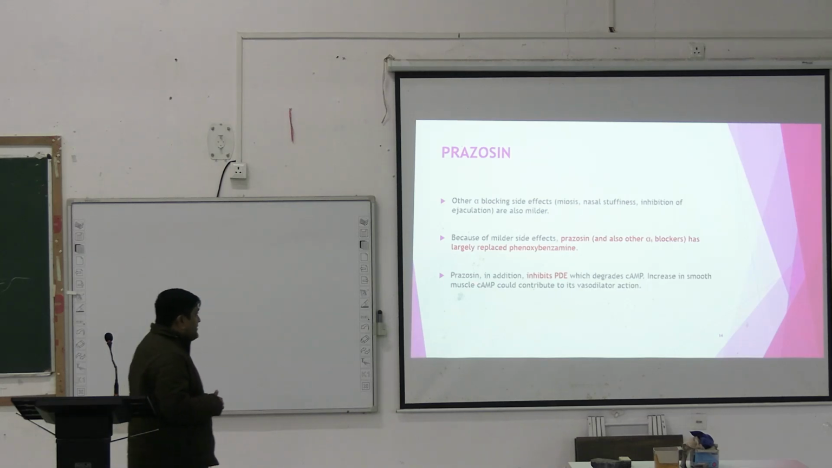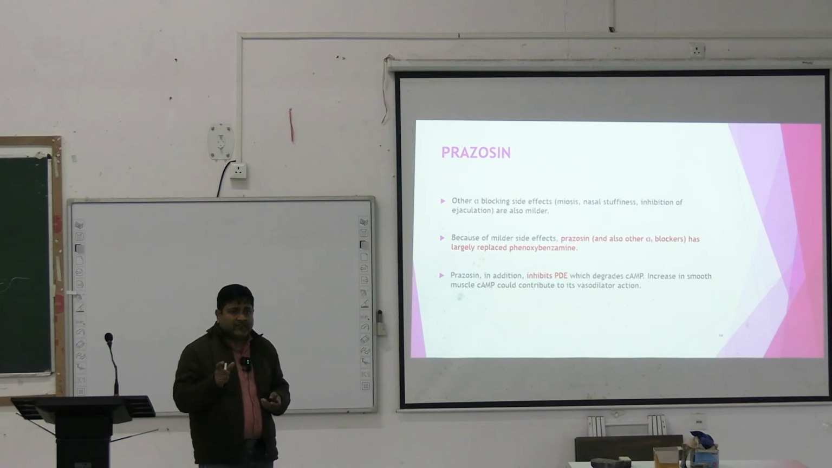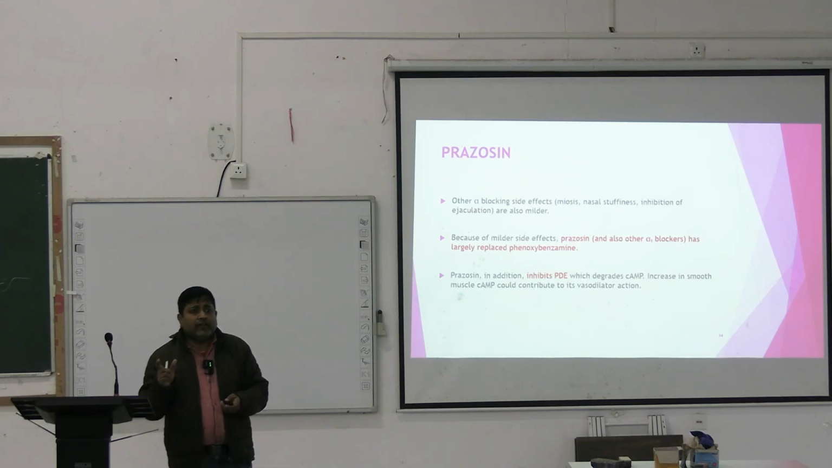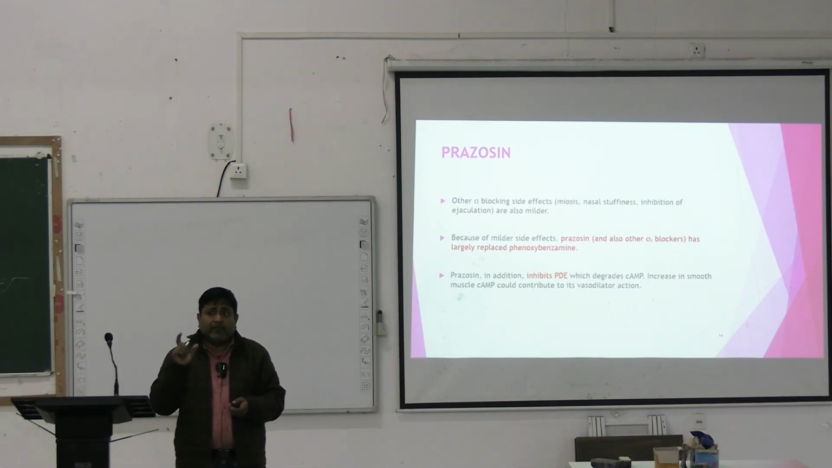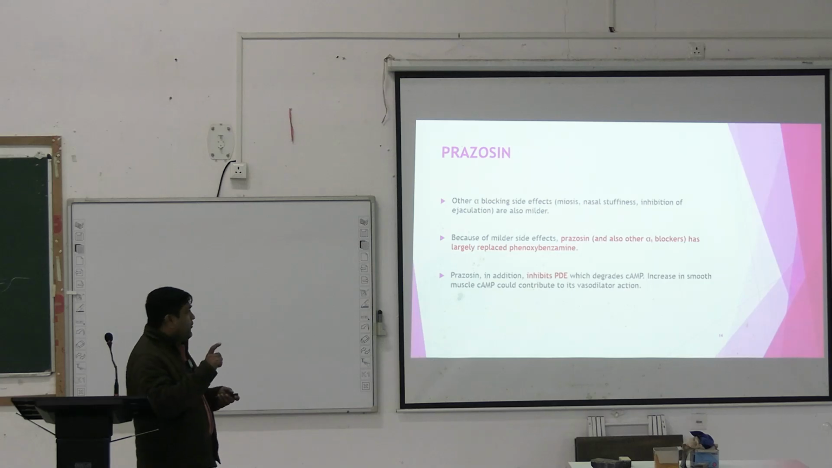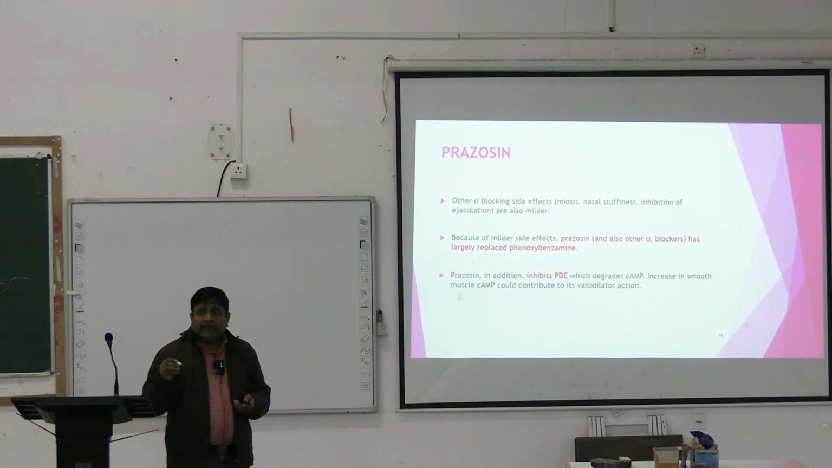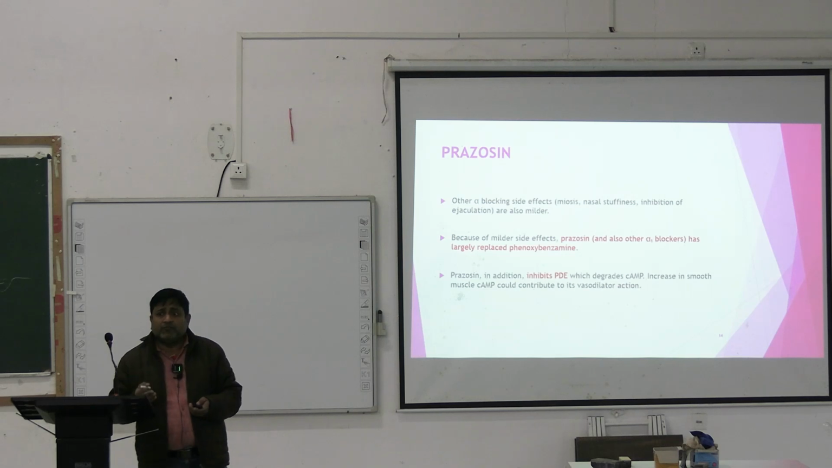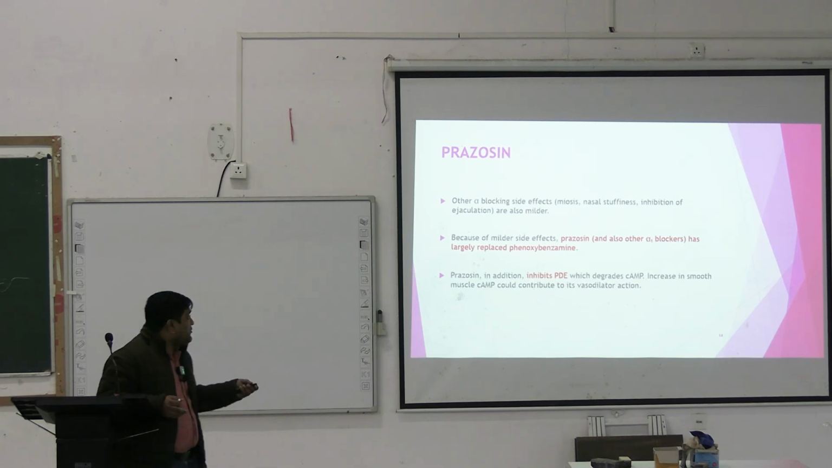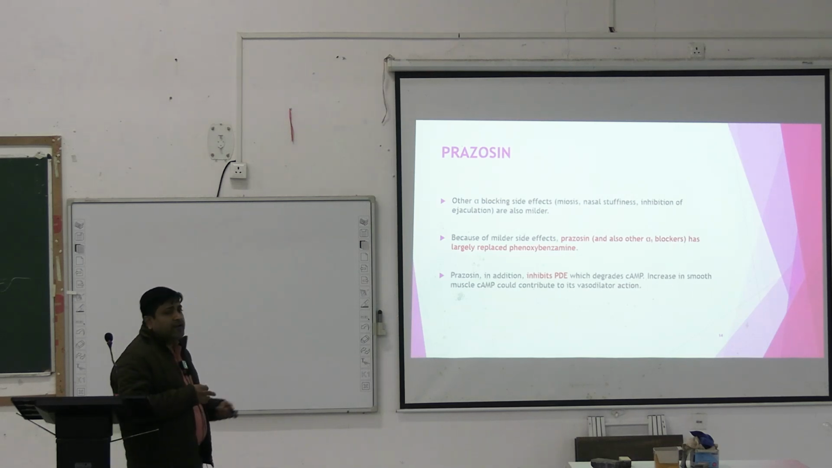Prazosin, in addition, inhibits phosphodiesterase. Phosphodiesterase's key role? It degrades cyclic AMP. Now, by inhibiting it, cyclic AMP concentration in the smooth muscle increases, and that is also responsible for its vasodilator action.